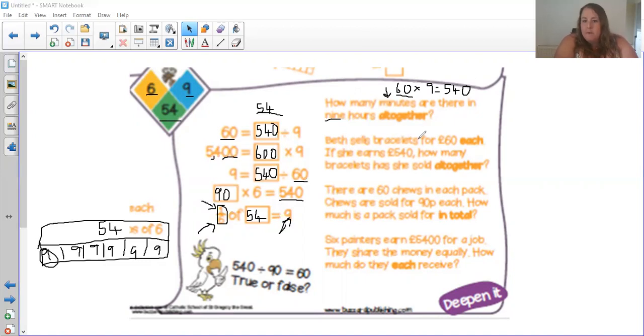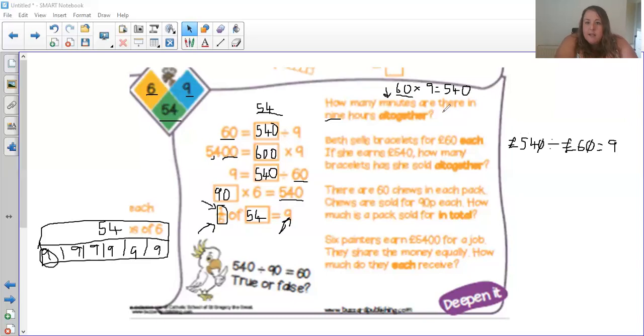Next one, Beth sells bracelets for £60 each. If she earns £540, how many bracelets has she sold altogether? So I'm just going to do my workings over here. So we've got £540 that she's made altogether, and she's sold them for £60 each. So how many has she sold? Okay, so we've got our 54 divided by 6. Both of the zeros are there, so they can be taken away. So she's actually only sold 9, because both of these have been multiplied by 10 and my answer doesn't need to be.